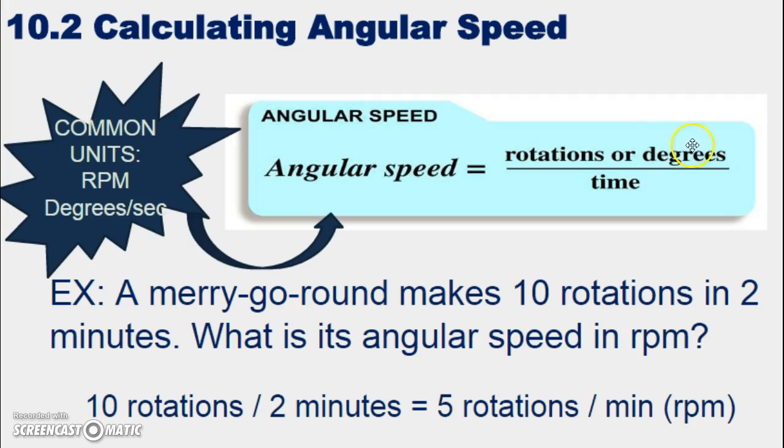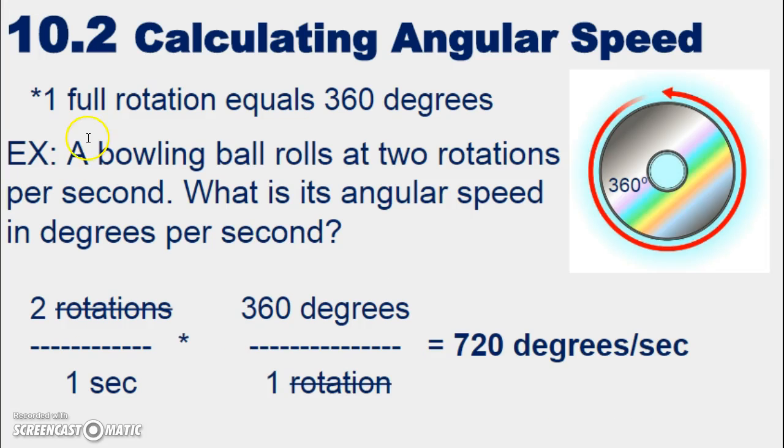So let's look at angular speed again. Angular speed can also be in degrees per unit of time. Let's say we have a CD rotating here. A full rotation is 360 degrees, that's a unit circle. So let's say that a bowling ball rolls at 2 rotations per second. We go bowling. What is its angular speed in degrees per second?